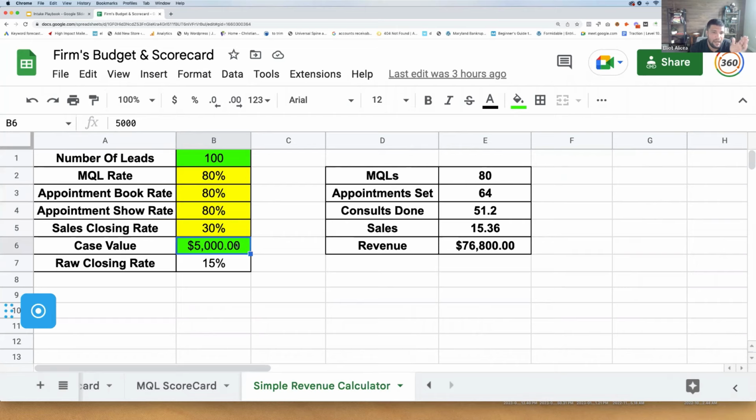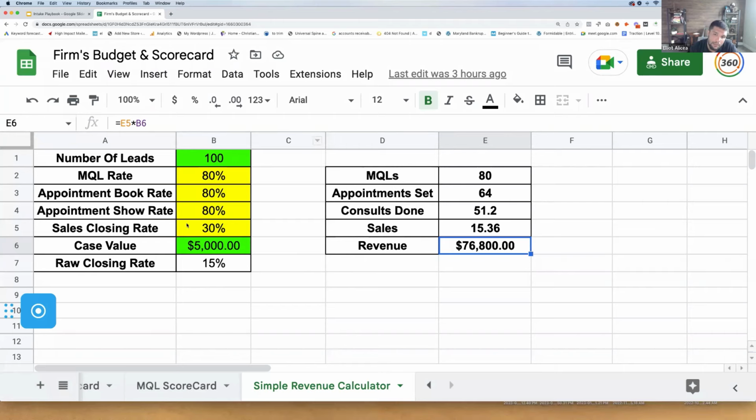And let's just say that we have a case value of $5,000. In this example, our closing rate is 15%. And how I arrive at that 15% is all of these numbers times each other will equal 15%. Now, what that means is that we have 80 MQLs, 100 times 80%. We have 64 appointments set, which is MQLs times our 80% appointment set rate. 51 of the people showed up, and then 15 of them closed, which is $76,000 in revenue. Not a bad month. We're looking pretty good.